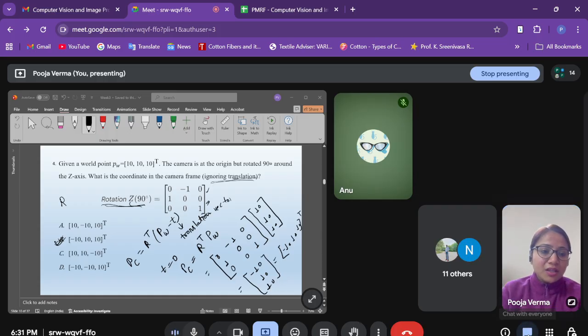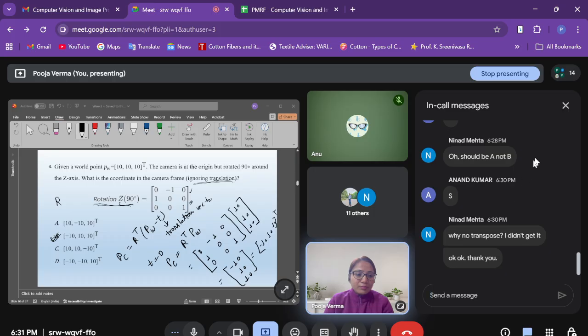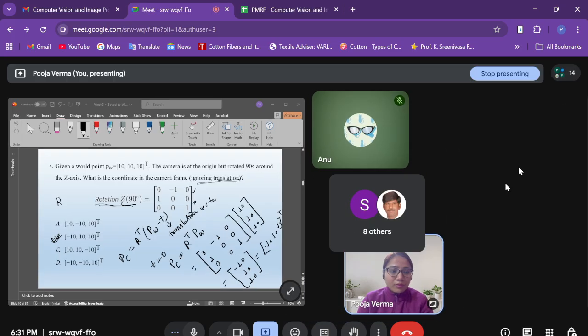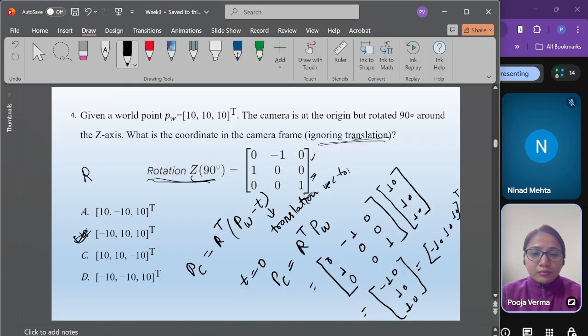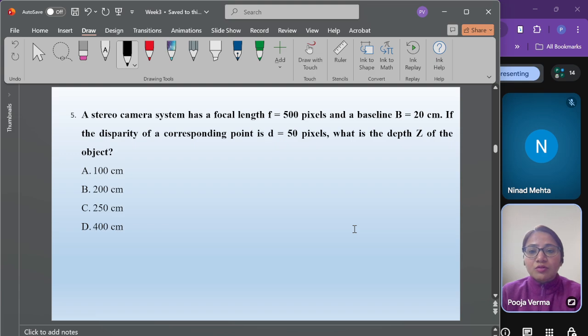Is it fine, Minal? Okay. So now moving to our next question. Our next question is, a stereo camera system has a focal length f equal to 500 pixels and a baseline b of 20 centimeters. If the disparity of a corresponding point d is 50 pixels, what is the depth z of the object?